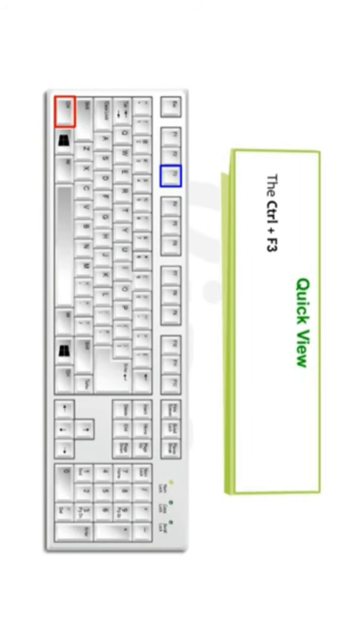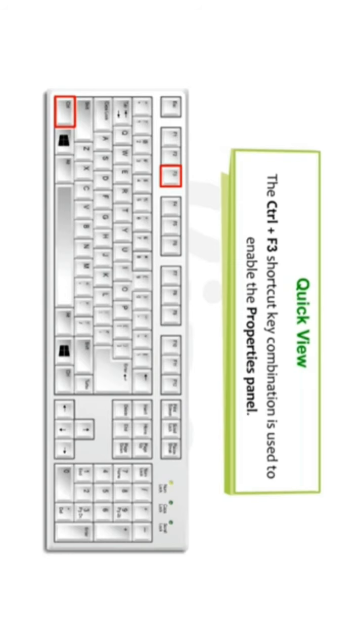Let's take a quick view. The Ctrl plus F3 shortcut key combination is used to enable the Properties panel. Know the fact. You can also change the various properties of the stage like stage size, background color, etc. by selecting Modify, then going to the Document option.